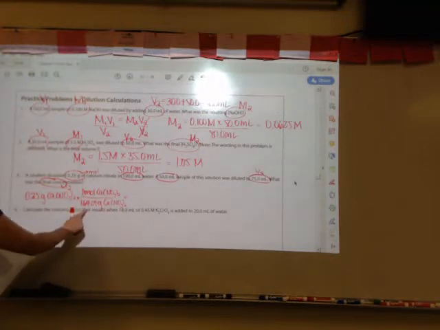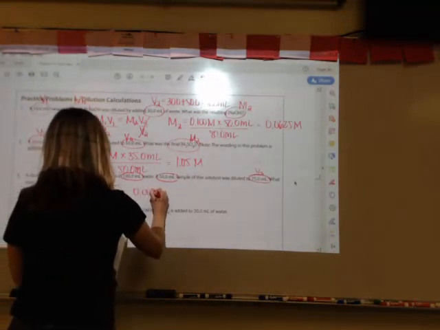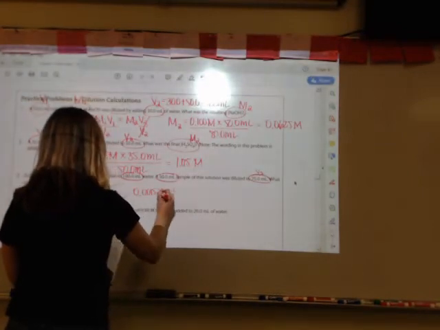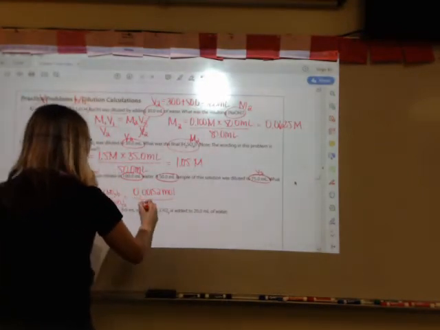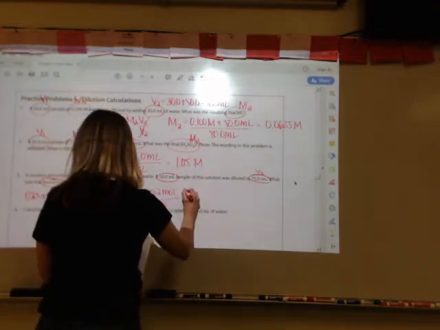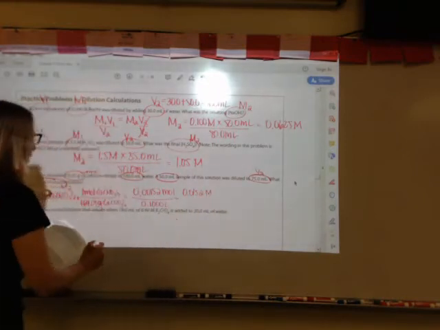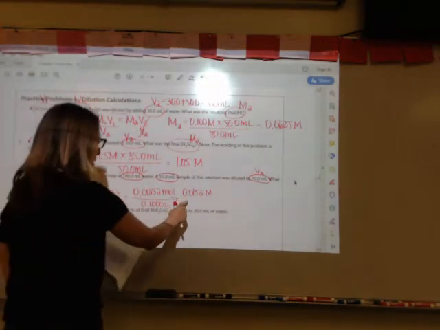164.09 for the molar mass of calcium nitrate. Grams will cancel. You will get 0.00152 moles of calcium nitrate. Divide that by 0.1 liters, which is going to give you 0.0152 molarity.